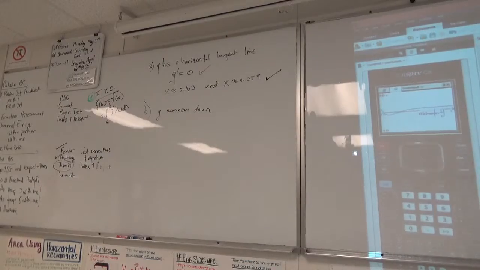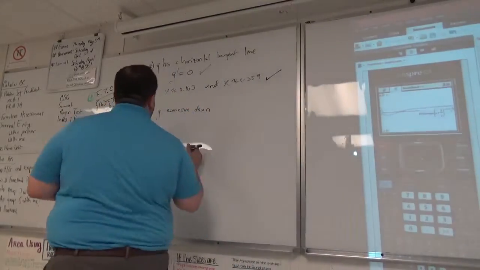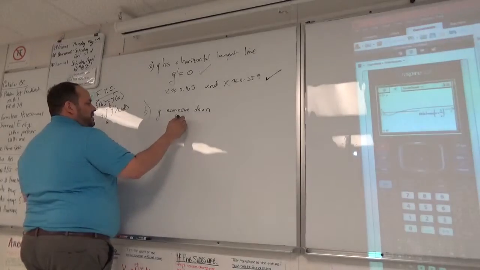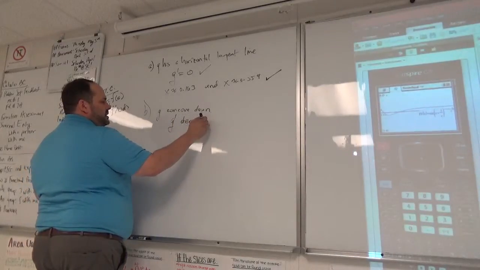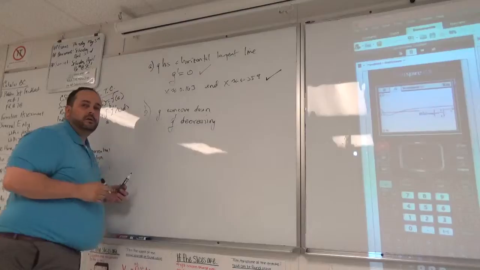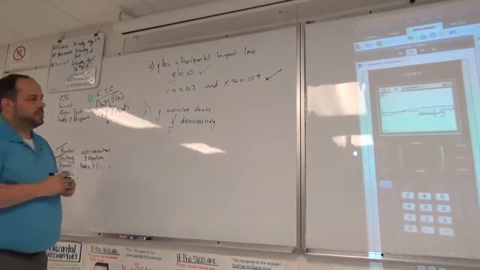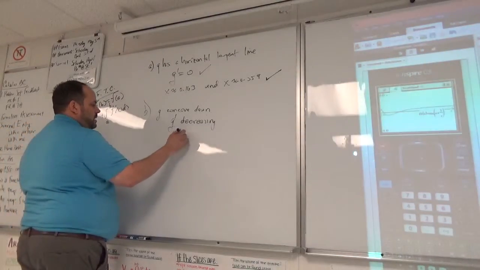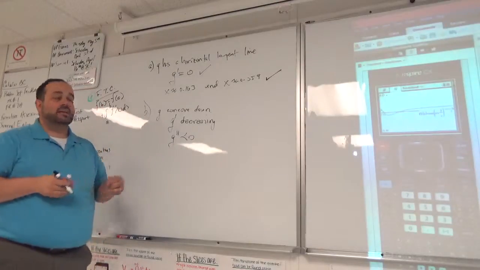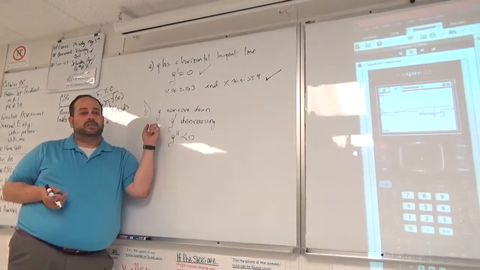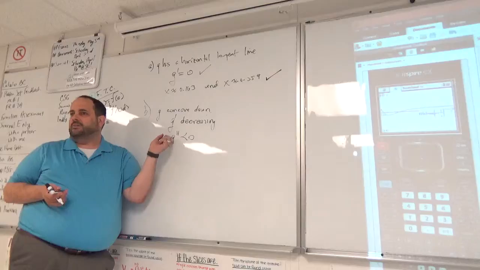Giselle, what are your thoughts here? That the derivative is decreasing. Okay, one way would be to say where is G prime decreasing? Martyr, what's your other way? G double prime is negative. Okay, either figure out where G prime is decreasing on the interval or figure out where G double prime is negative.